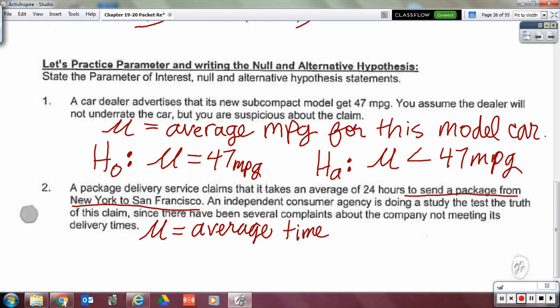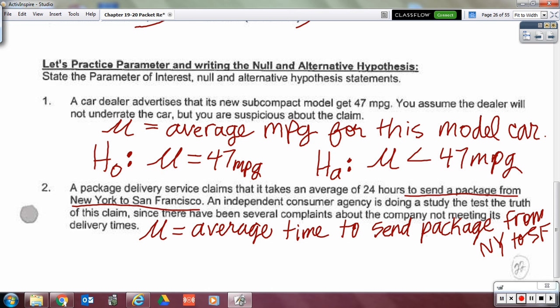Okay, good. Average time to send package from, and I'll abbreviate, NY to SF. Okay. Very good. Let's go ahead then and write the null hypothesis. H0, colon, mu equals what? Good. They claim that mu equals 24 hours.